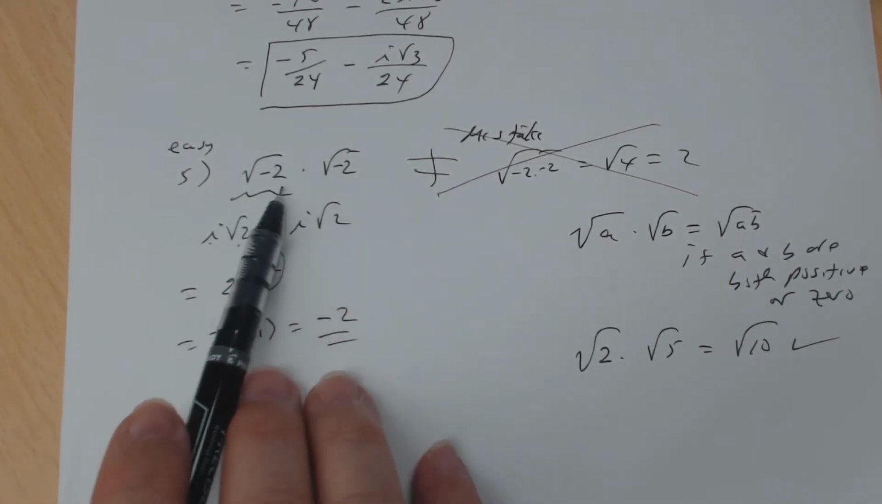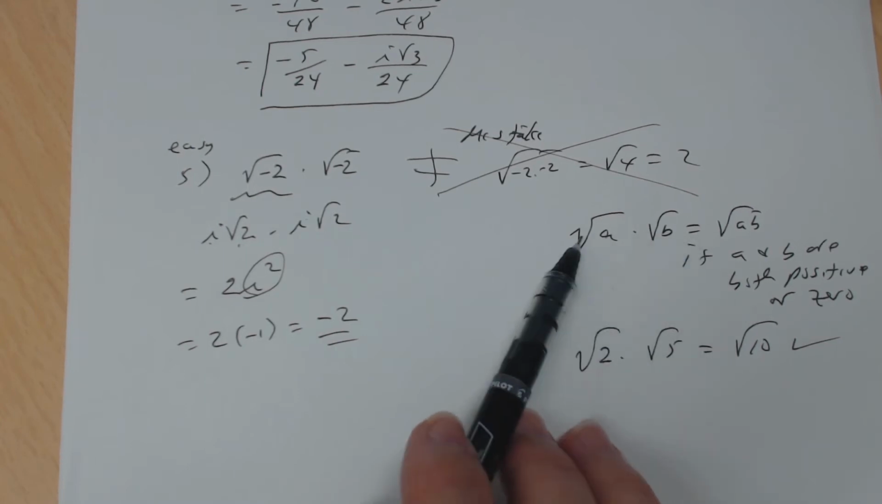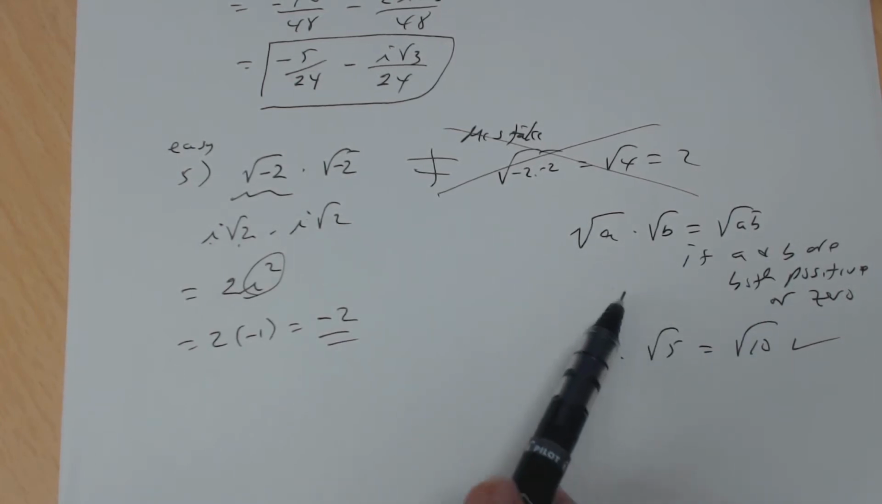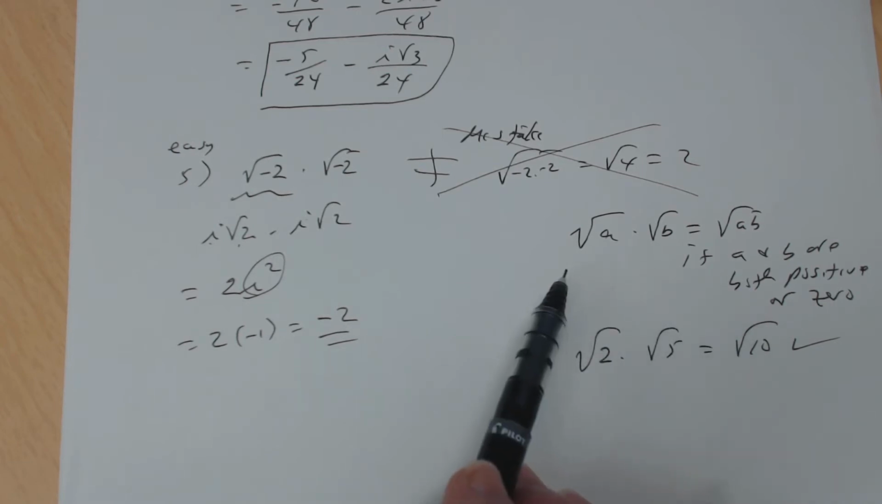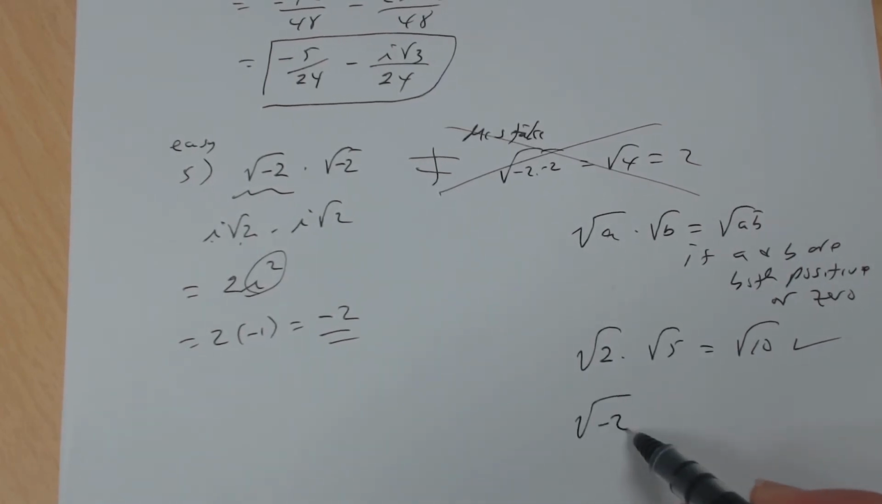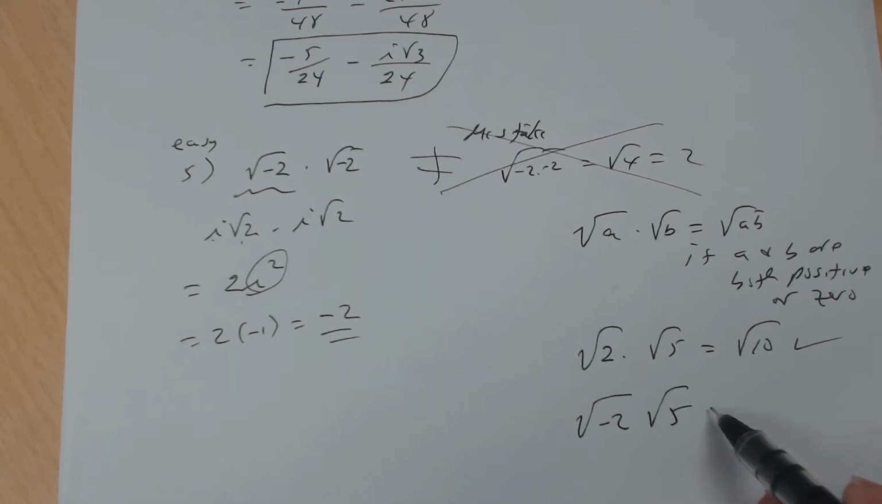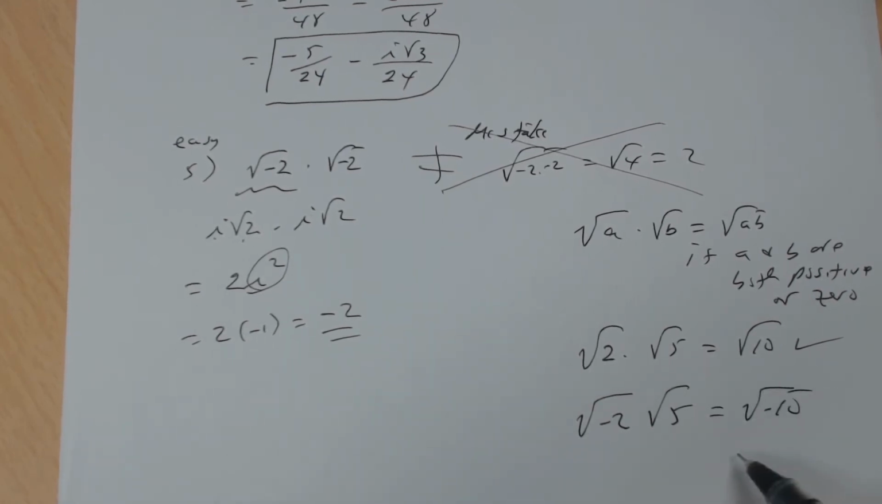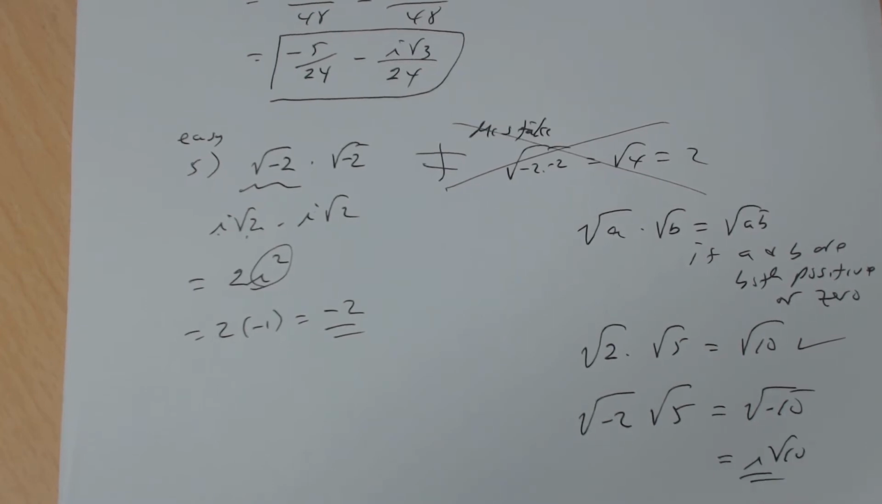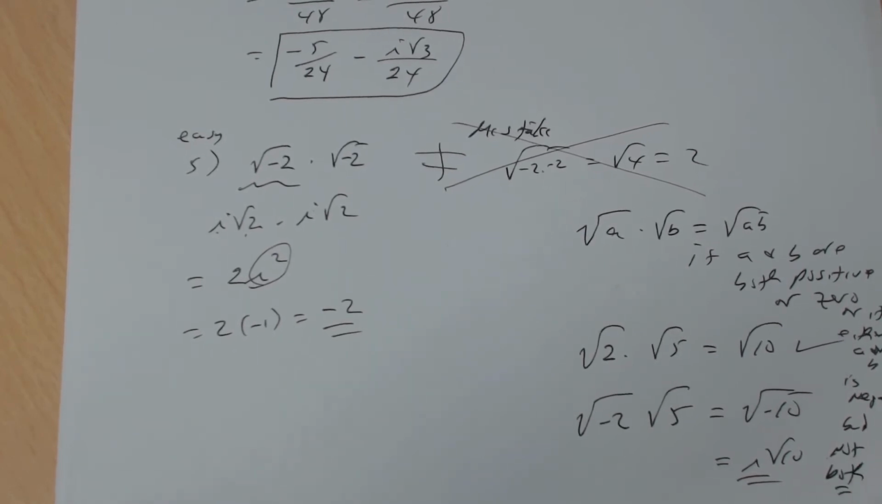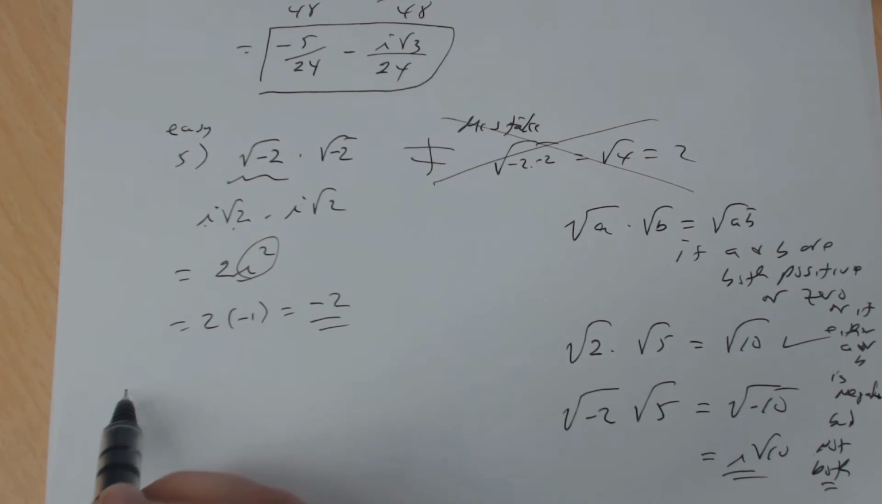The only time you can multiply the radicands is if a and b are both positive or 0, not both negative. Now what if you had the square root of negative 2 times the square root of 5? That could be the square root of negative 10, which is i square root of 10. So that's fine. So if a and b are both positive or 0, or if either a or b is negative, but not both. All right, let's look at number 6.